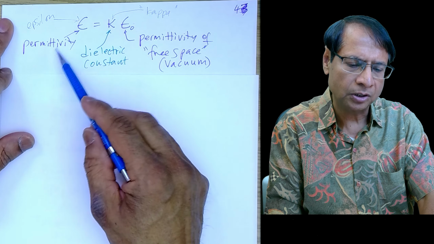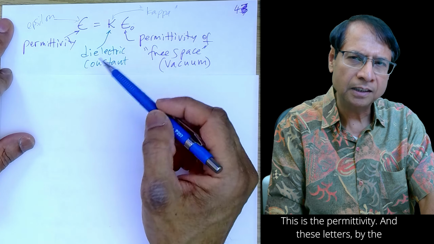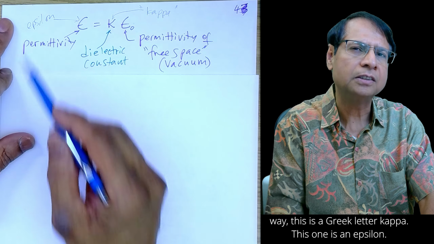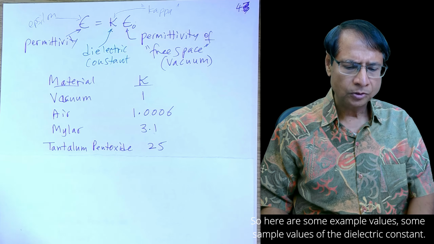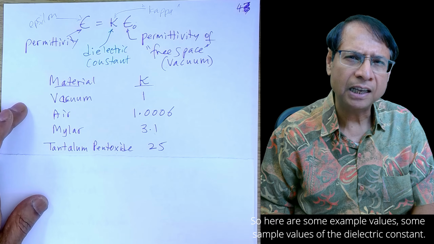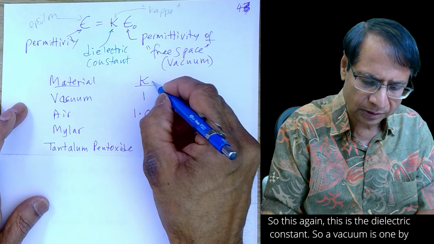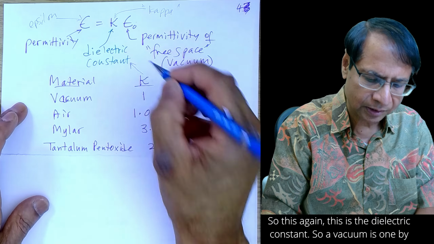and gives you epsilon. So this is the permittivity. And these letters, by the way, this is a Greek letter kappa. This one is an epsilon. So here are some sample values of the dielectric constant. So this again is the dielectric constant.